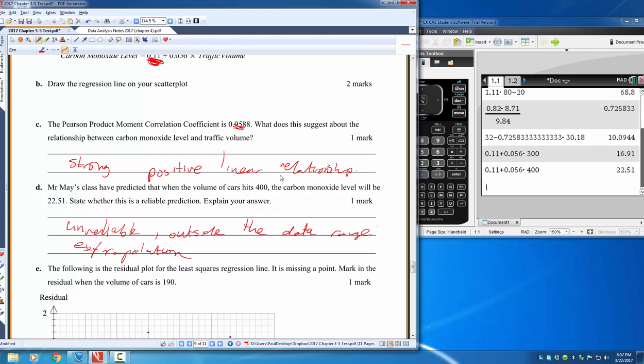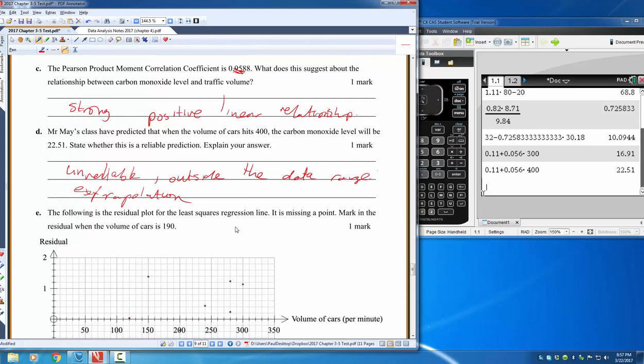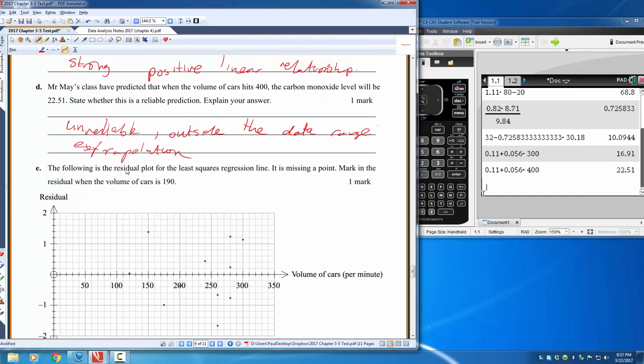Alright, so yeah, it's an unreliable prediction. I mean, it is the correct prediction for our regression line, but there's no evidence to suggest that the pattern keeps going. Alright, so the following is the residual plot for the least squares. It's missing a point marking the residual when the volume of cars is 190. We've got to get the actual.